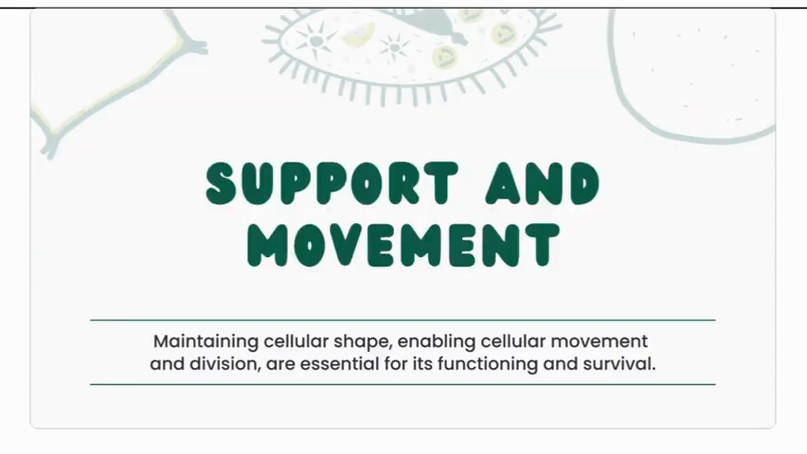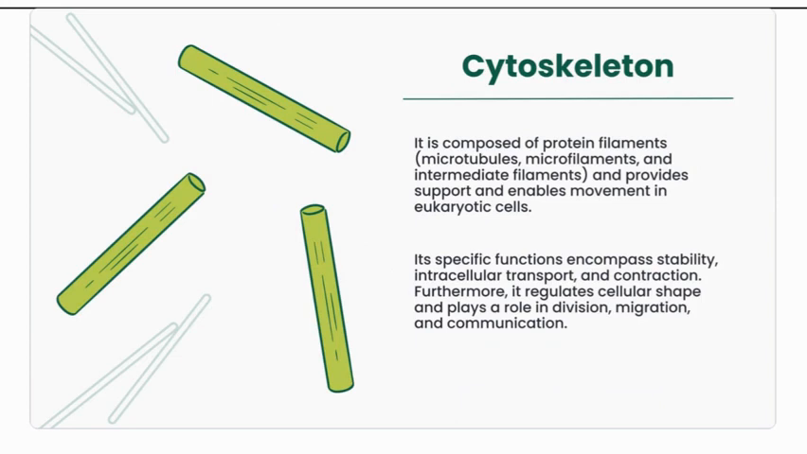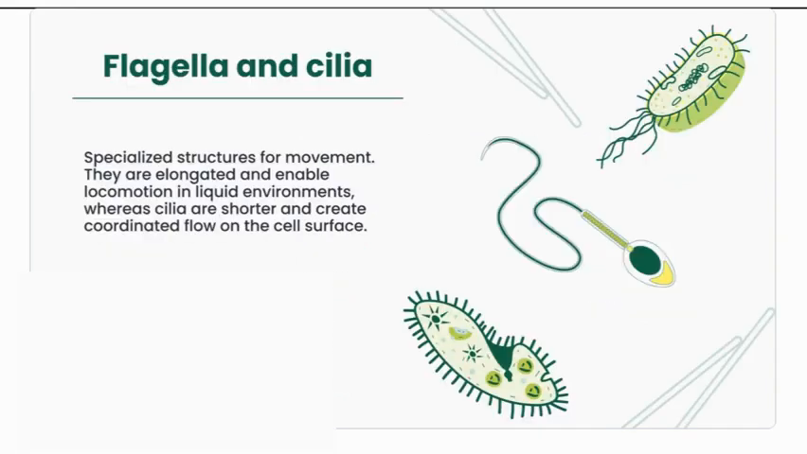And support and movement. Cytoskeletons. This is composed of protein filaments, which are microtubules, microfilaments, and intermediate filaments, and provide support and enable movement in eukaryotic cells. Its specific functions encompass stability, intracellular transport, and contraction. Furthermore, it regulates cellular shape and plays a role in division, migration, and communication.